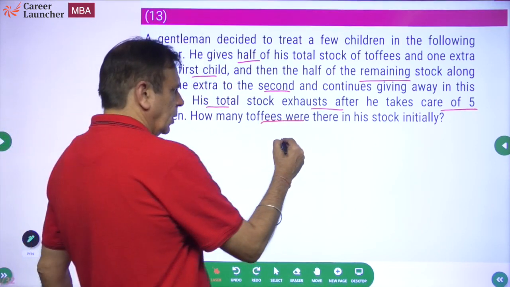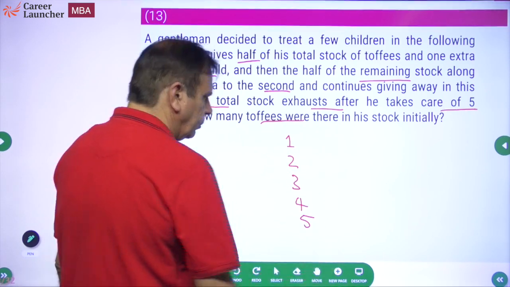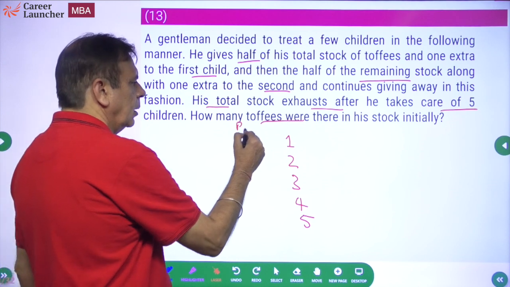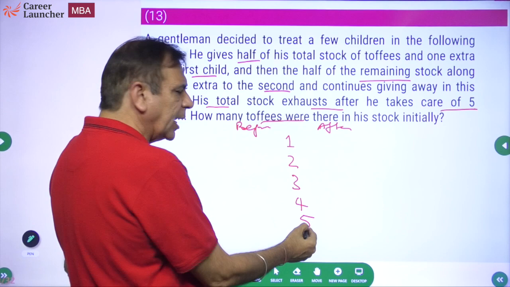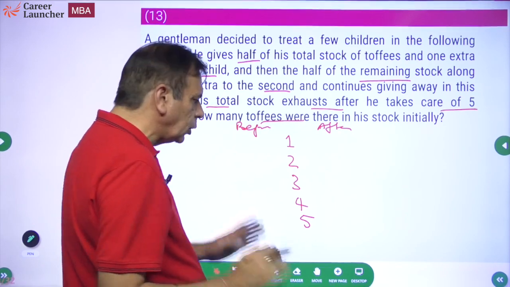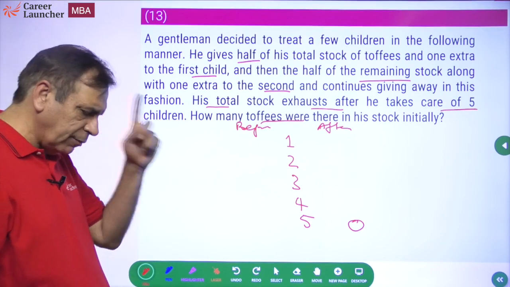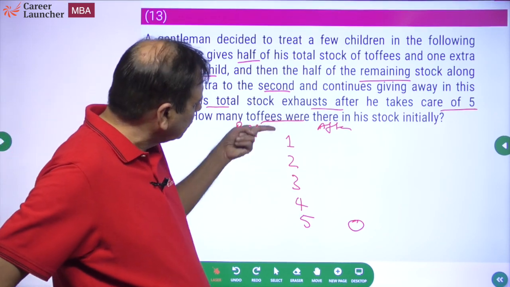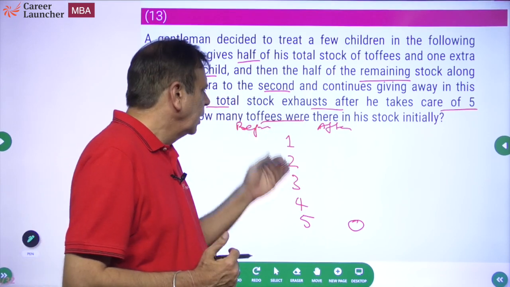चलो देखते हैं. Okay, 1, 2, 3, 4, 5. Okay, before, after. After he gave the 5th child the toffees, he was left with 0. The mistake many students commit in this question is they start making the equation. Don't make an equation, try to understand the logic.